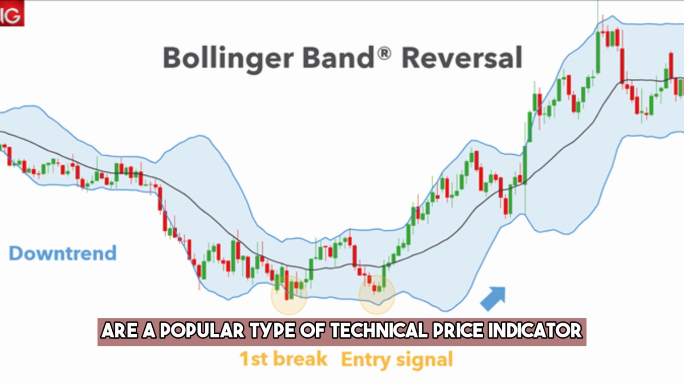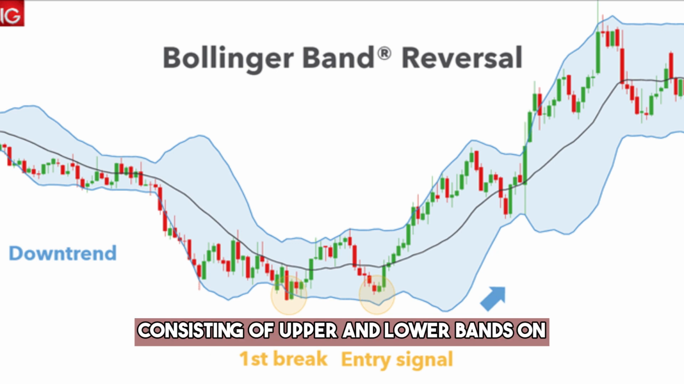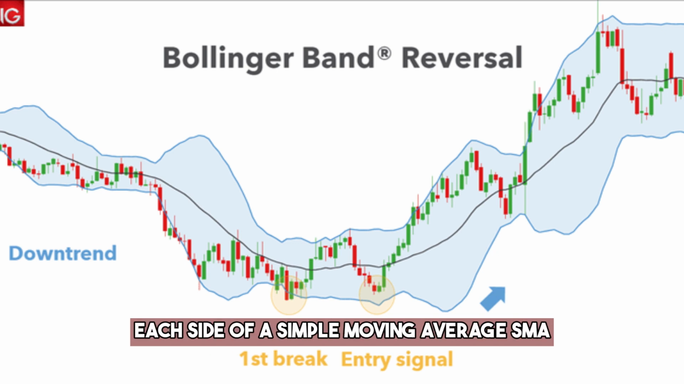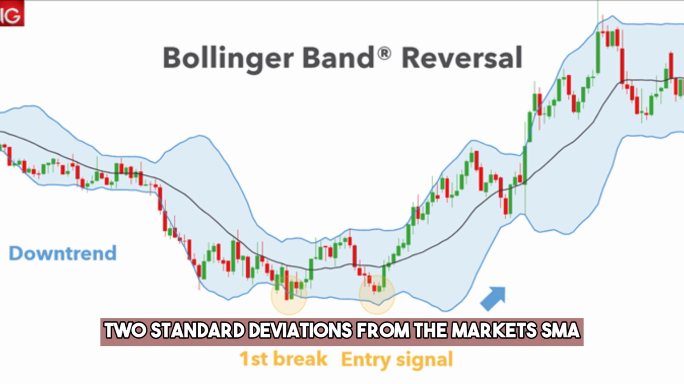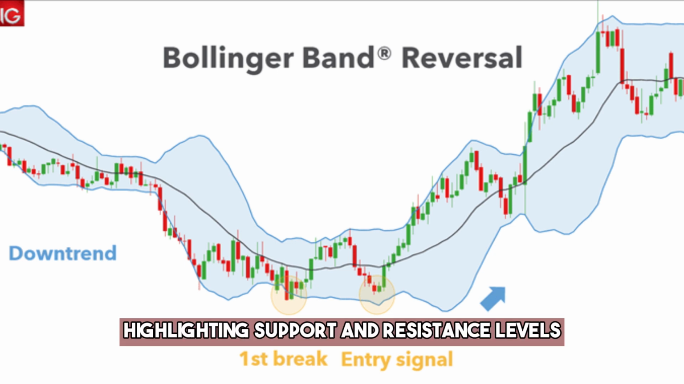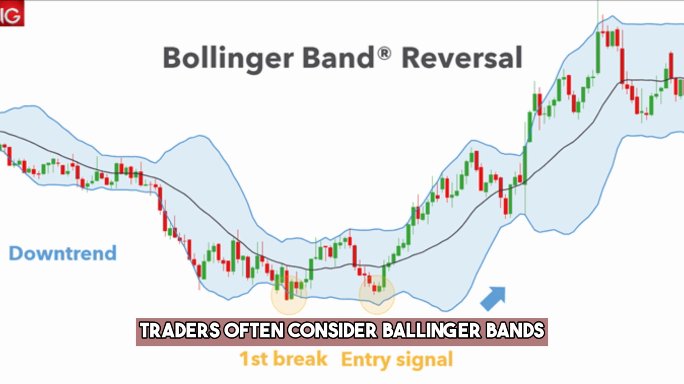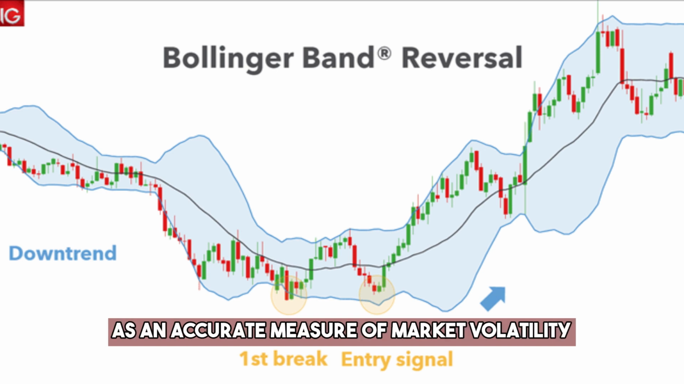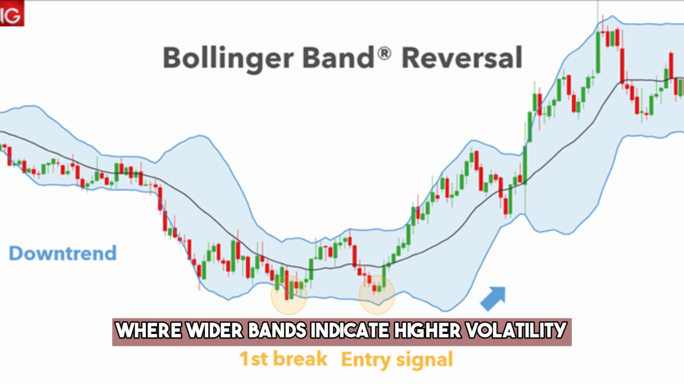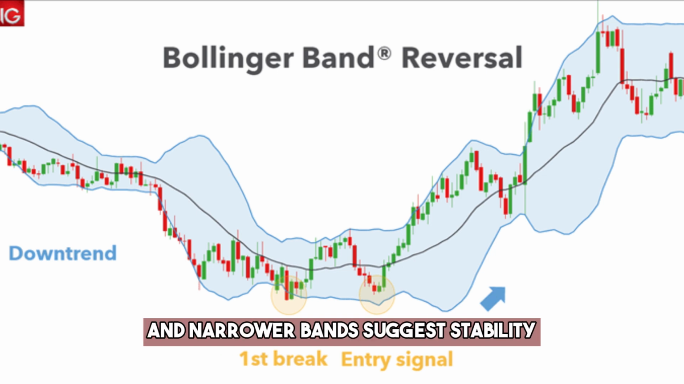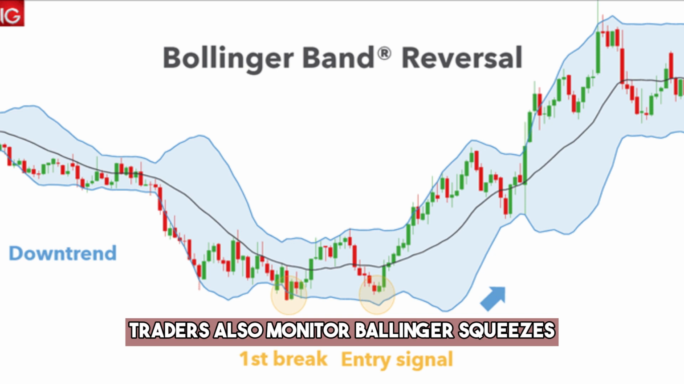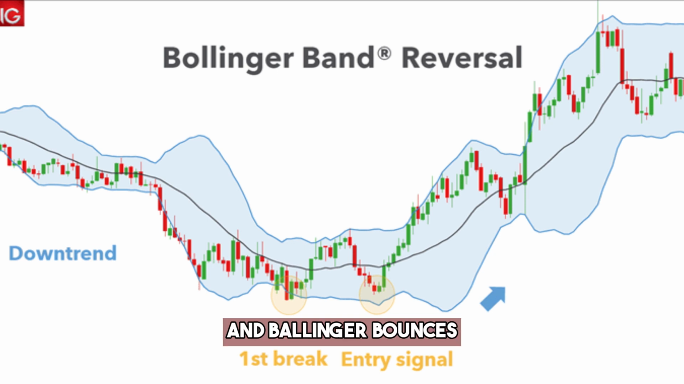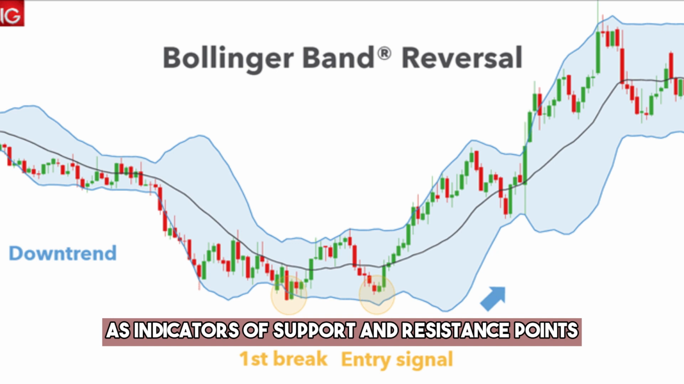Bollinger Bands are a popular type of technical price indicator, consisting of upper and lower bands on each side of a simple moving average, SMA. Each band represents two standard deviations from the market's SMA, highlighting support and resistance levels. Traders often consider Bollinger Bands as an accurate measure of market volatility, where wider bands indicate higher volatility and narrower bands suggest stability. Traders also monitor Bollinger Squeezes and Bollinger Bounces as indicators of support and resistance points.